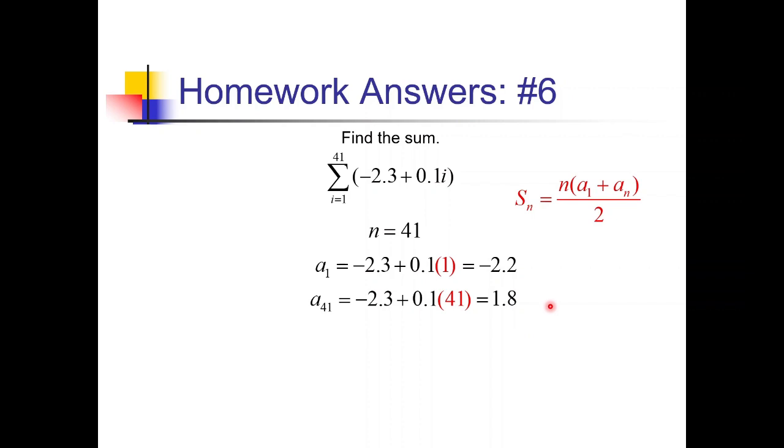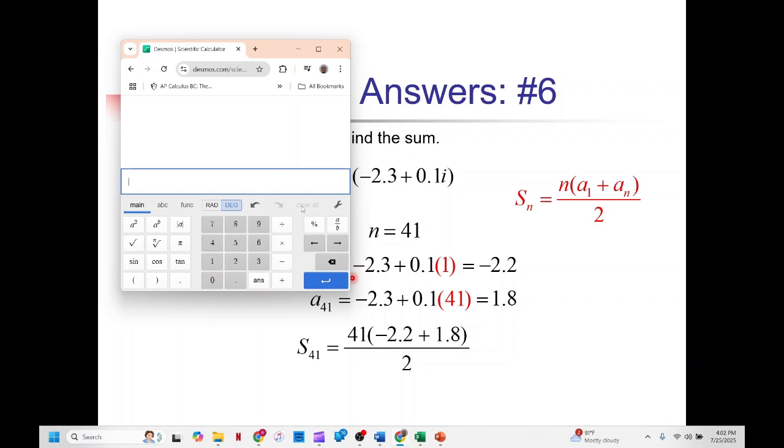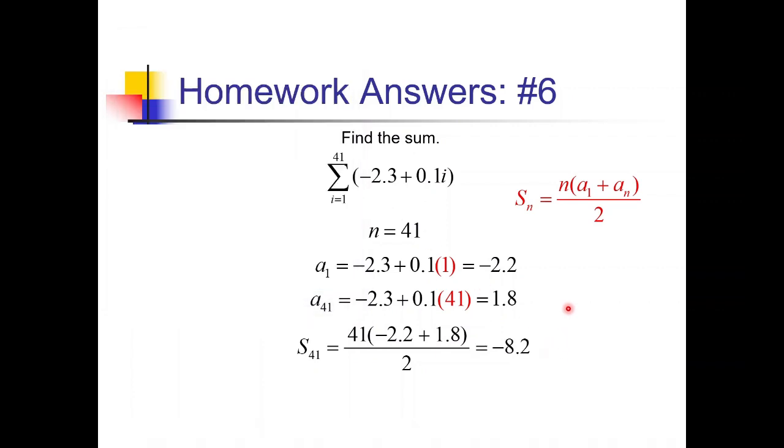Putting it all together then, the sum of the first 41 terms will be a bunch of stuff over 2. The stuff is going to be 41 times negative 2.2 plus 1.8. And let me plug that in the calculator just to be on the safe side. So let's make a fraction. We've got 41 and negative 2.2 plus 1.8 all over 2. Comes out to negative 8.2.